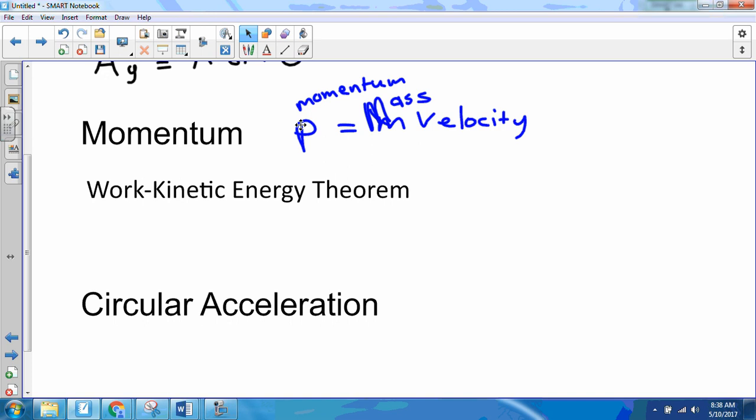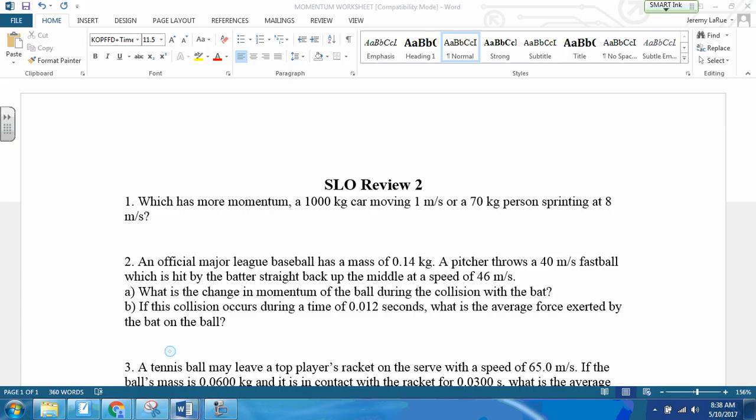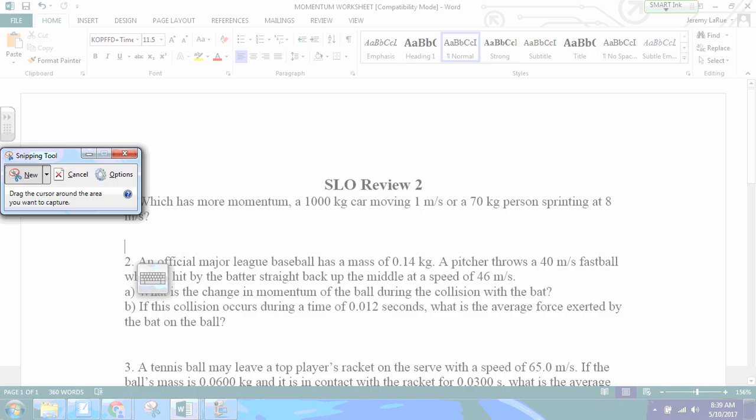So, for this, we're on to our worksheet. So it says, which has more momentum, a 1,000-kilogram car moving at 1 meter per second, or a 70-kilogram person sprinting at 8 meters per second? So this answer is kind of trivial. I'm sure that y'all already know the answer, but we're going to do this problem real quick anyway.